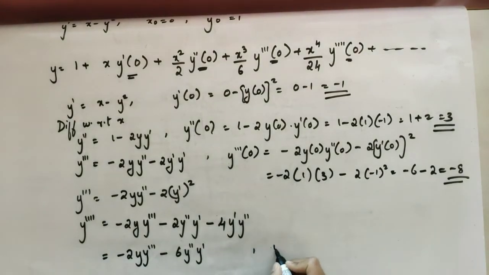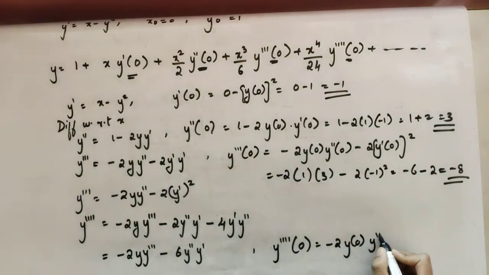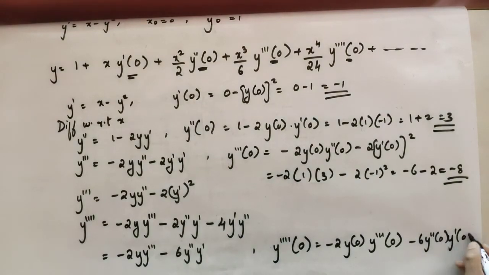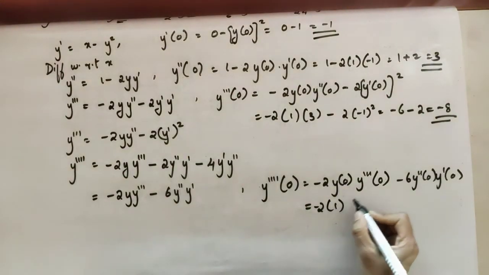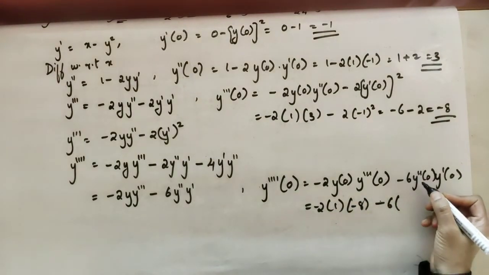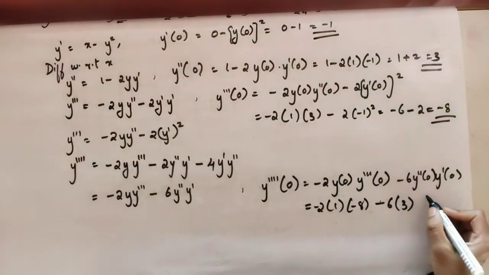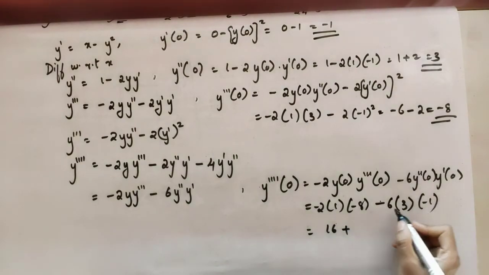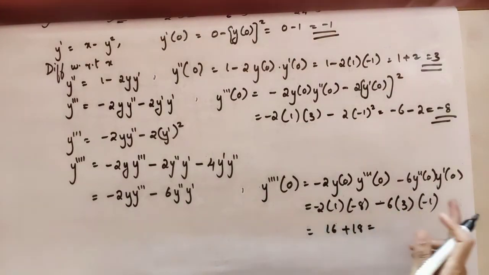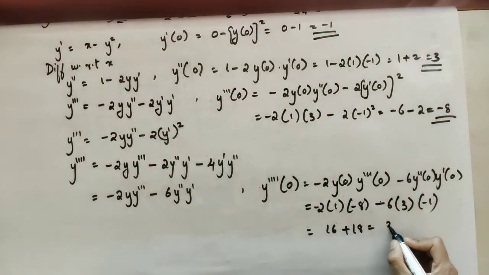Okay. Now from here I want y fourth dash of 0. So it is minus 2 times y of 0 into y triple dash of 0 minus 6 times y double dash of 0 into y dash of 0. Let us substitute the values. So y of 0 is 1, minus 2 times 1, y triple dash of 0 is minus 8, minus 6 into y double dash of 0. Y double dash of 0 is 3, y dash of 0 is minus 1. So add all the values. It's plus 16 plus 18 you will have. So it will be 34. Okay. So all the values we have found.